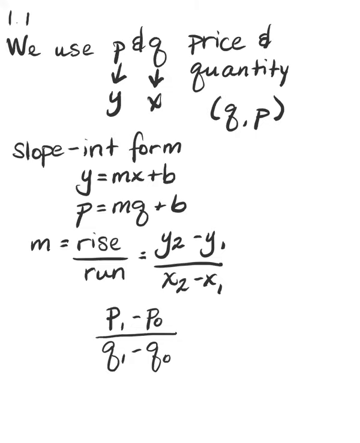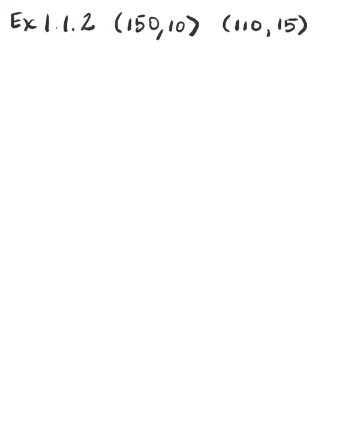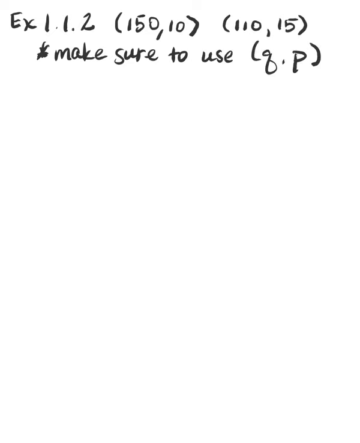So the first example, and this is how it'll look when you get to the problems, by the way. Even though the example in the book has a bunch of written words, they're going to give you 2 coordinates. The hard part, again, is to make sure to use QP. Now, sometimes in web work, it might use X and Y, so do be careful.